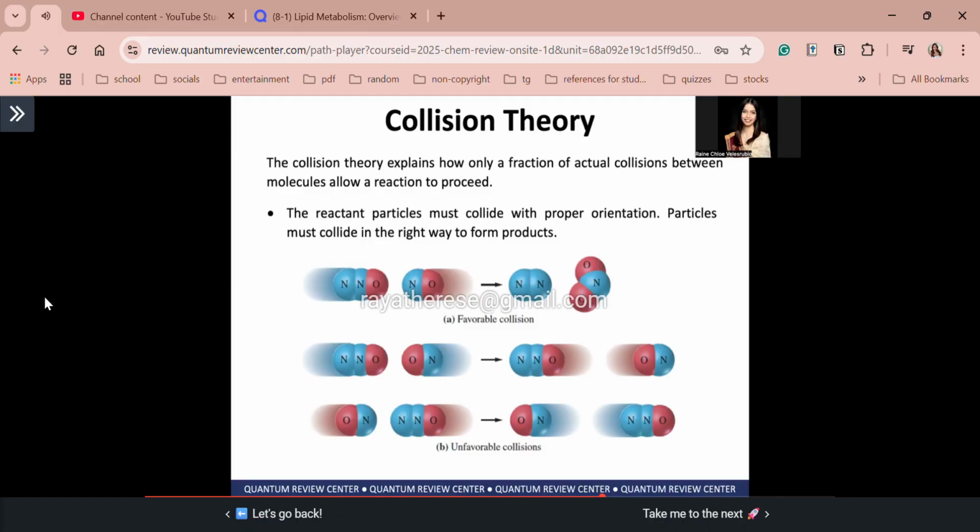Or di kaya, mag-shake hands kayo. O di syempre guys, di ba, magkaharap kayo. Pag mag-shake hands kayo, di ba? Yun yung favorable collision. Magkaharap kayo, nag-shake hands. Okay? Now, ano naman yung tinatawag natin unfavorable collisions?